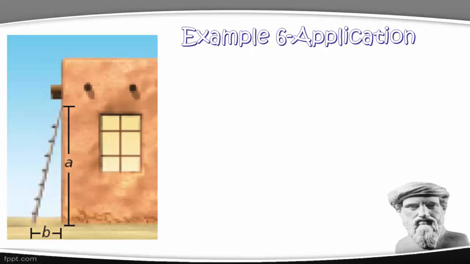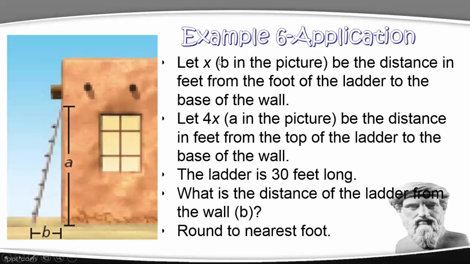Let's look at an application of the Pythagorean theorem. We're going to look at a situation with a ladder leaning against a wall. We're going to let x be the distance in feet from the foot of the ladder to the base of the wall, and that would be B in our picture here. And then we're going to let 4x be the distance in feet from the top of the ladder to the base of the wall, and that will be A in our picture.